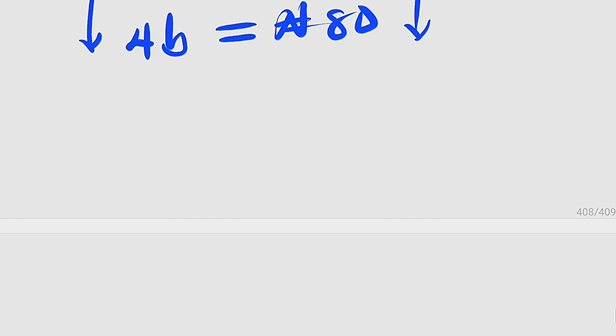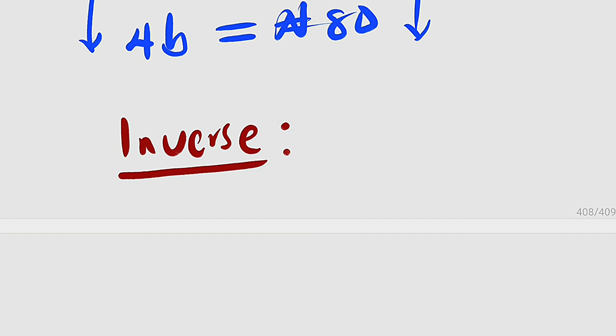And we have the second one, which is what? Inverse variation. An inverse variation is the relationship between two quantities in which the increase in one quantity will cause a decrease in the other quantity, and a decrease in one quantity will cause an increase in the other quantity.